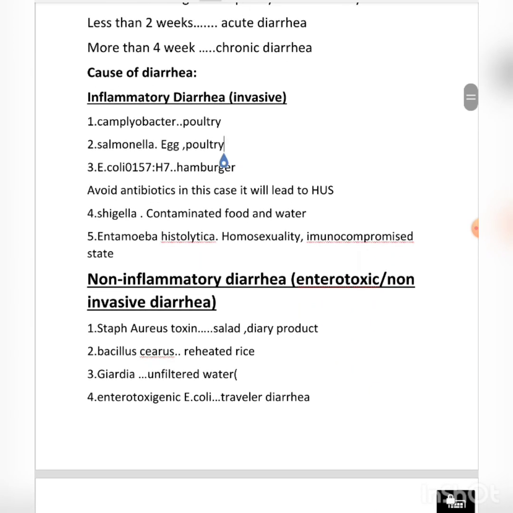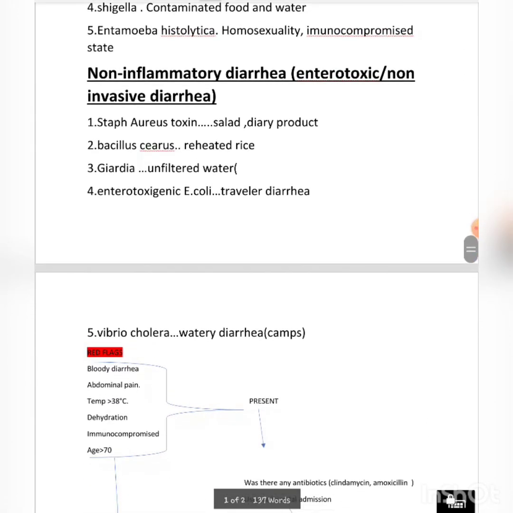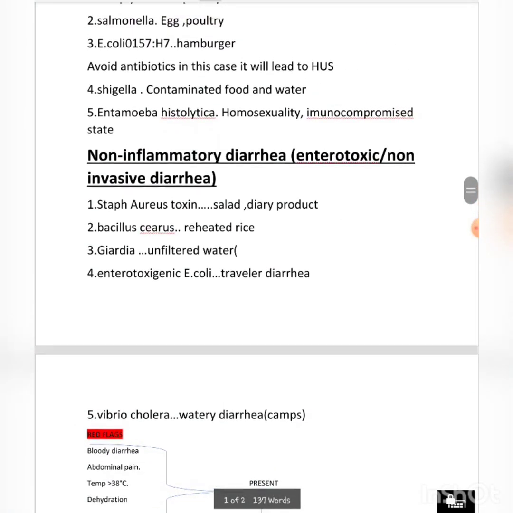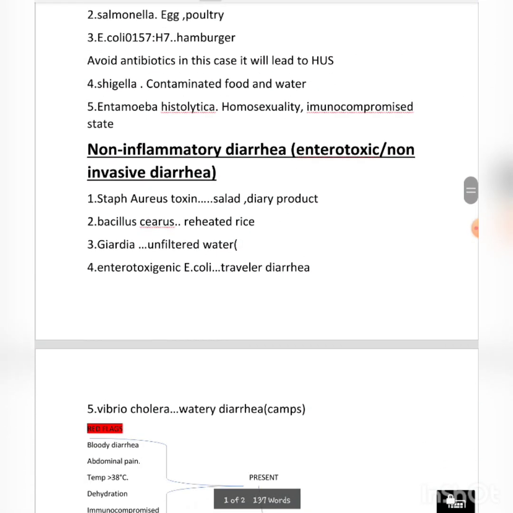The same is the case with non-inflammatory diarrhea. Suppose a person eats reheated rice and comes with a history of diarrhea, then it is a case of Bacillus cereus. These are the causes of inflammatory and non-inflammatory diarrhea.